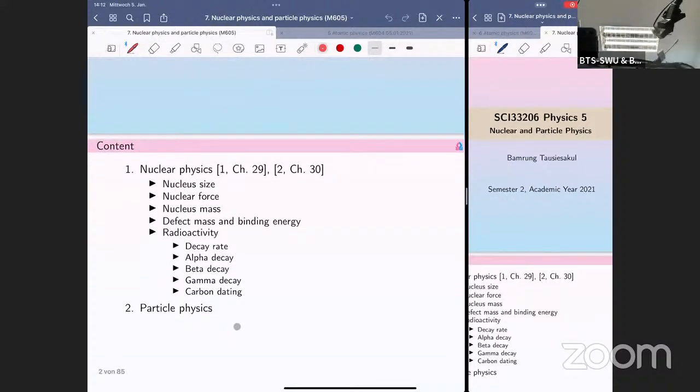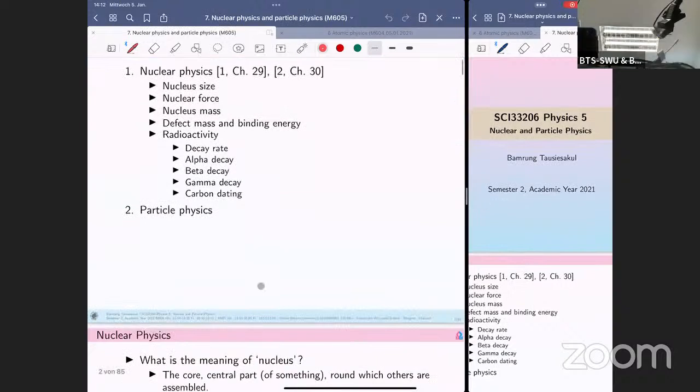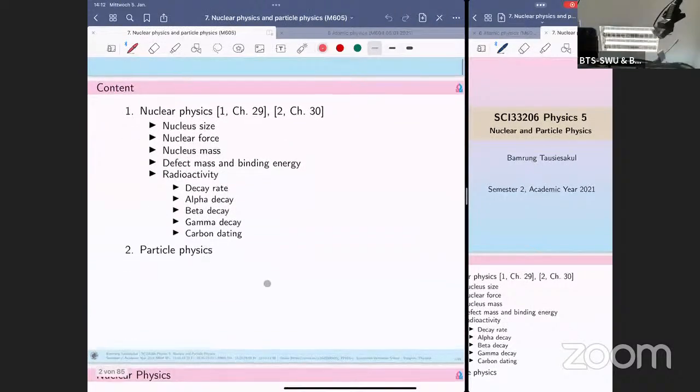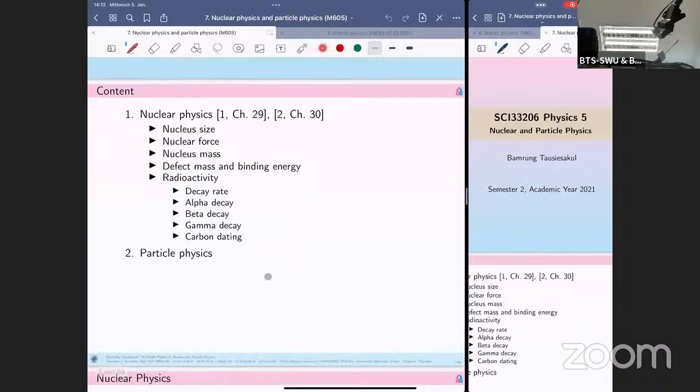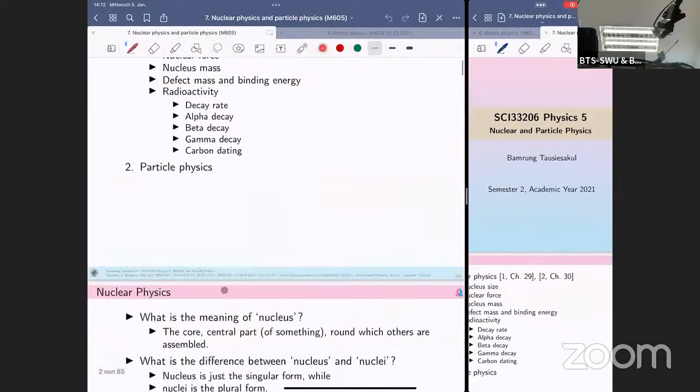The second topic of this chapter is particle physics. Actually, the preparation of this topic is not finished yet in these lecture notes, because last year we did not get into these chapters so much. We don't have enough time, so it's not necessary to talk so much about particle physics. Okay, and yeah, let's start our nuclear physics.